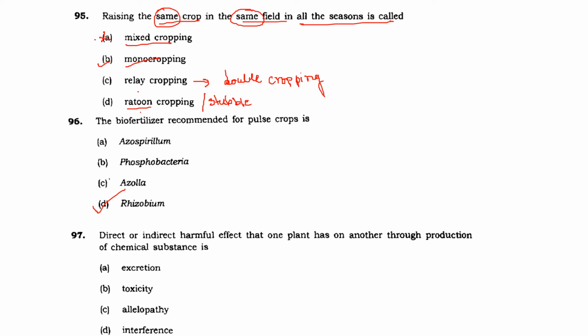Next is question number 97. Direct or indirect harmful effect that one plant has on another through the production of a chemical substance is called toxicity, no, excretion, which cannot have a harmful effect on another, which is natural. Allelopathy, and interference is wrong. So answer is B.